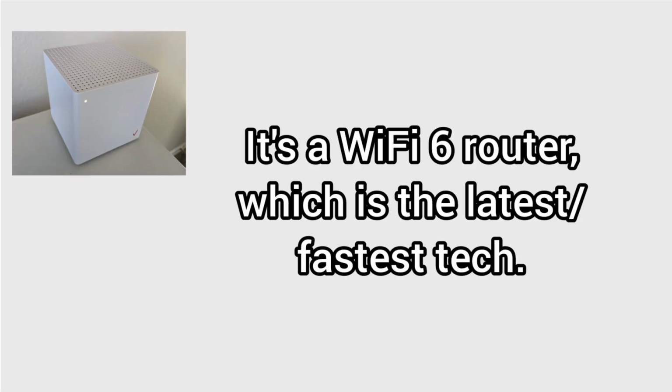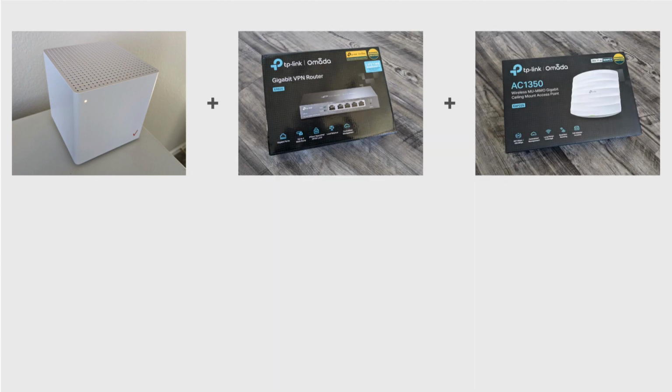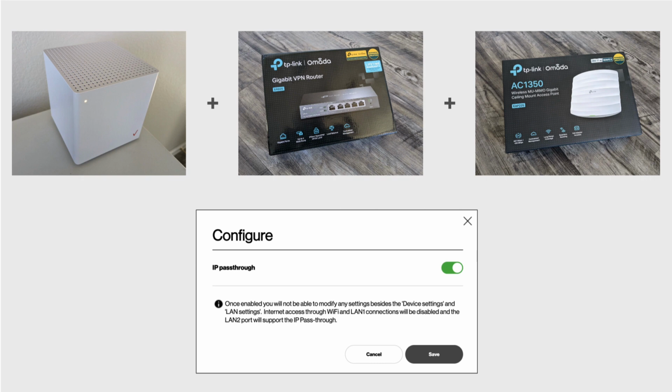By the way, you can use the Cube standalone. It's a built-in Wi-Fi router all of itself. But in my case, after the initial period with it, I decided to set it up with my existing router and access point. If you want to use your own networking equipment, you can do that. You just turn on something called IP pass-through mode. So let's take a look at the speeds.